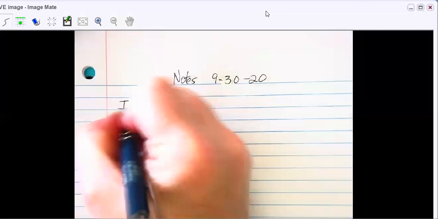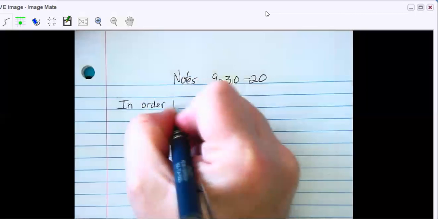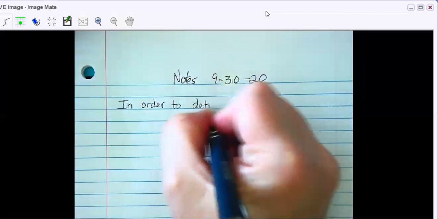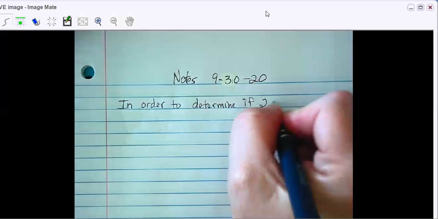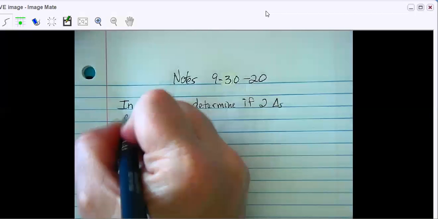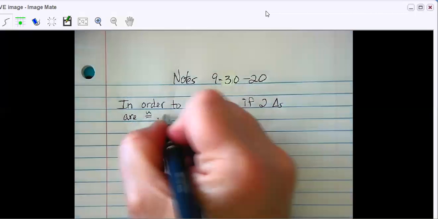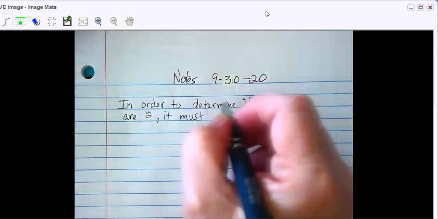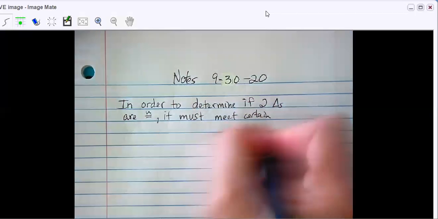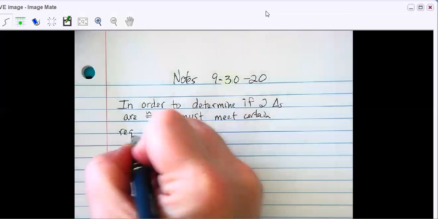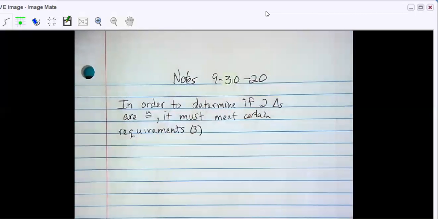In order to determine if two triangles are congruent, they must meet certain requirements. Three of them to be exact.